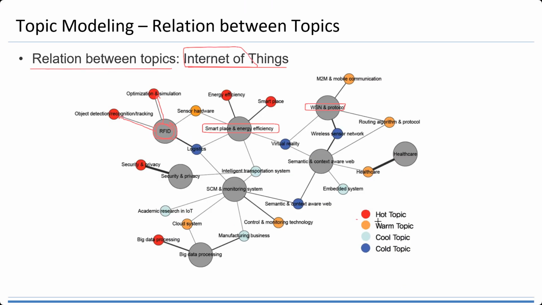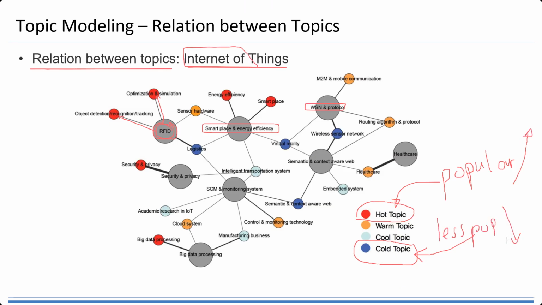If it is highly frequent, most probably it is a hot topic. If it is less frequent, maybe it is a cold topic, not that popular. So a hot topic means it is popular, so the frequency is high. If it is a cold topic, then it is less popular, so the frequency is low.